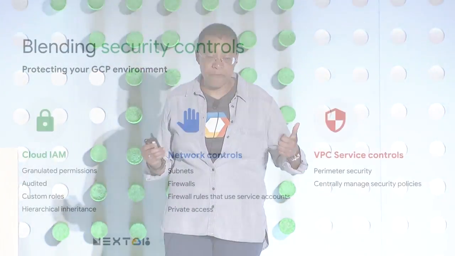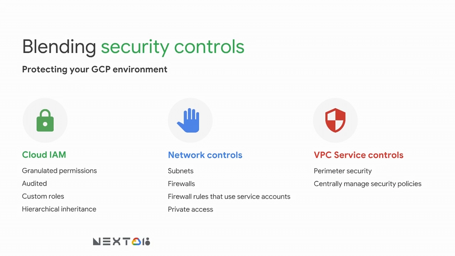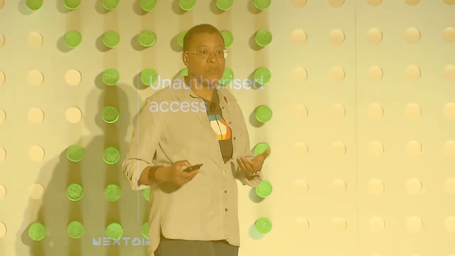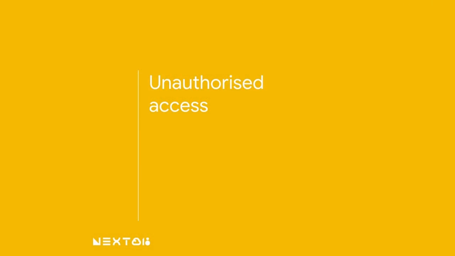So blending those together, you have IAM for the granular permissions, you have the set of network controls, and then you have VPC Service Controls to complement all of those. Okay, so we've talked about what your users are allowed to do. Then let's talk about what they're not allowed to do, the unauthorized access.